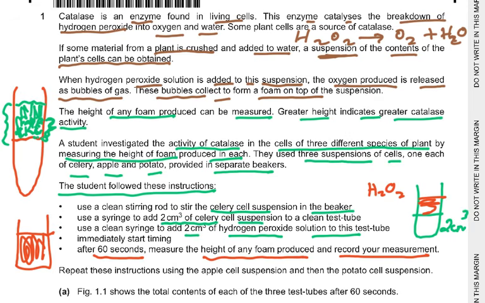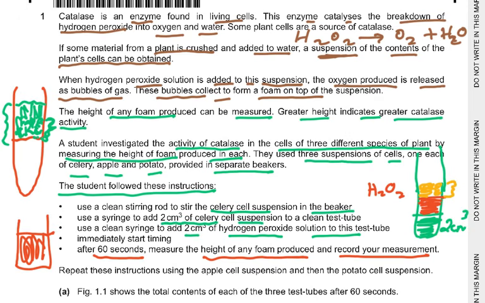Then you use a syringe to add 2 cm of the celery to a clean test tube. This is when you added the celery here, the 2 cm celery suspension. And then you added 2 cm of the hydrogen peroxide. So this is the thing on top which I'm giving you a different color. And after 60 seconds, you measured now the height of the foam on the top. So this is the foam which was produced on the top. So the test tube would be, of course, much longer. So then you measure this foam, the height of this foam.